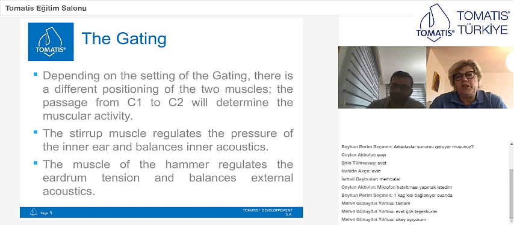So you have to visualize that the stirrup will work on the oval window, so the regulations of the liquids of the ear.